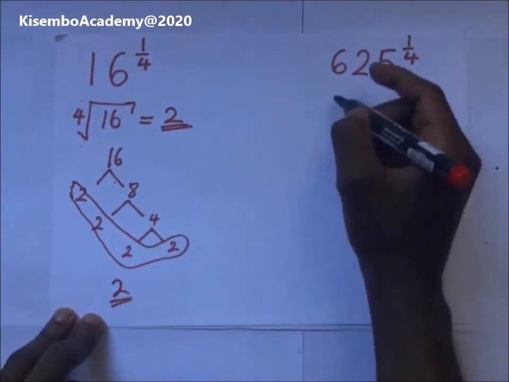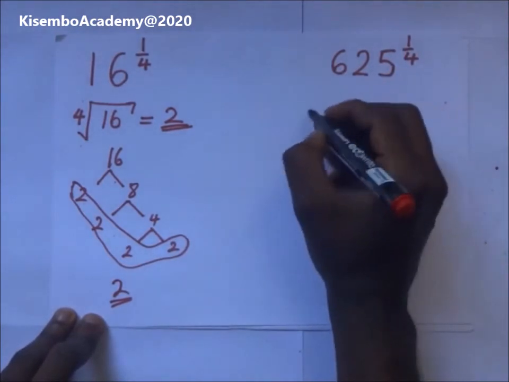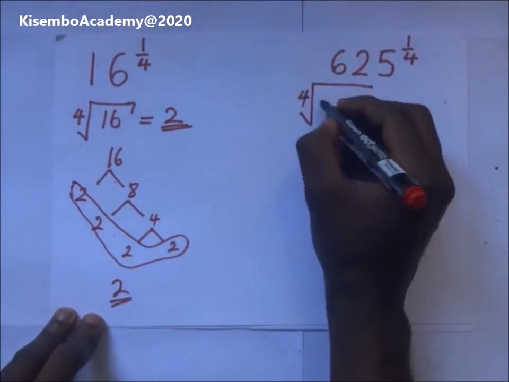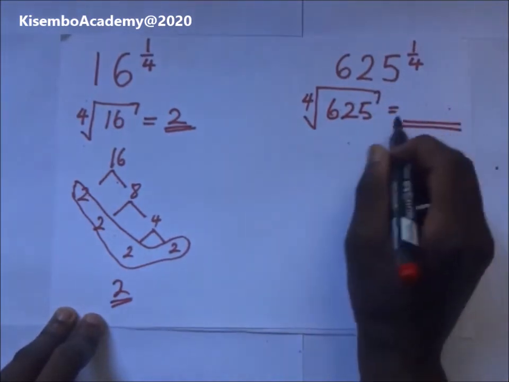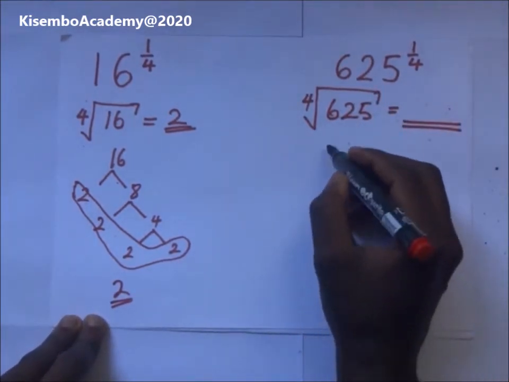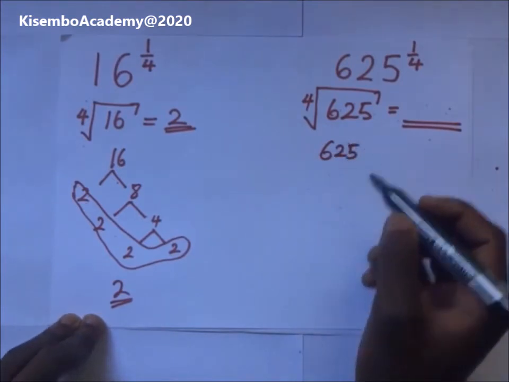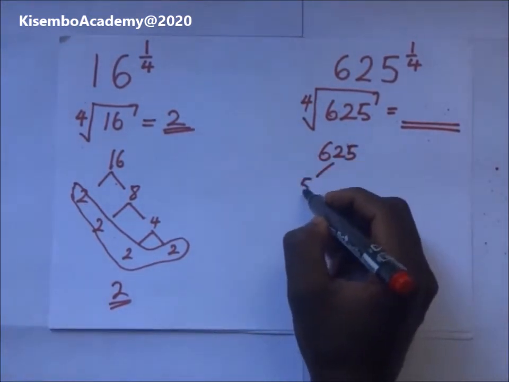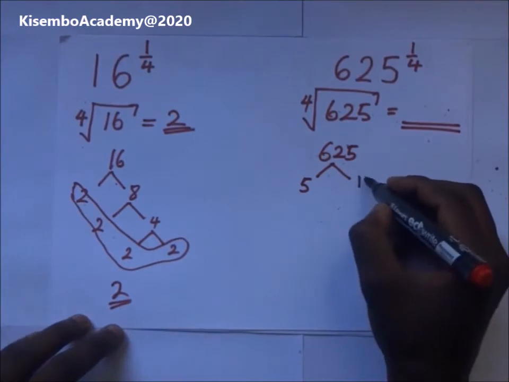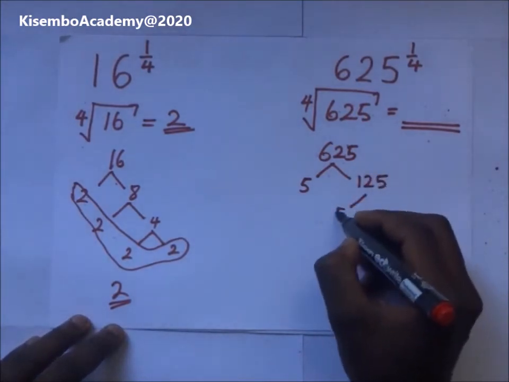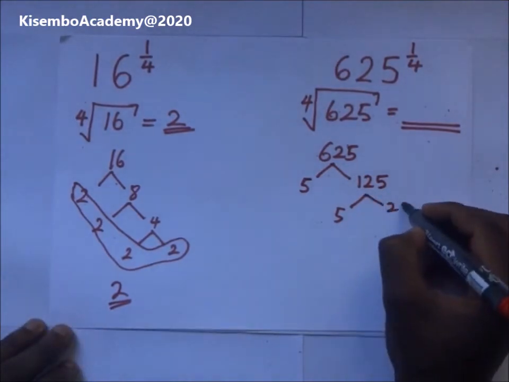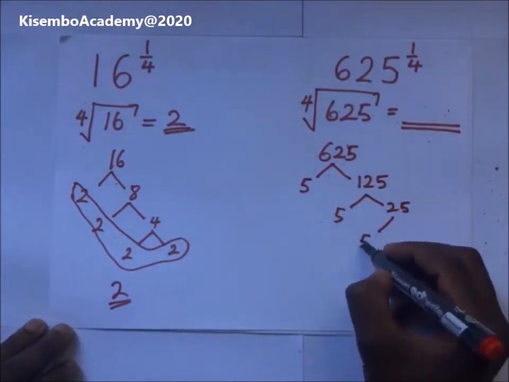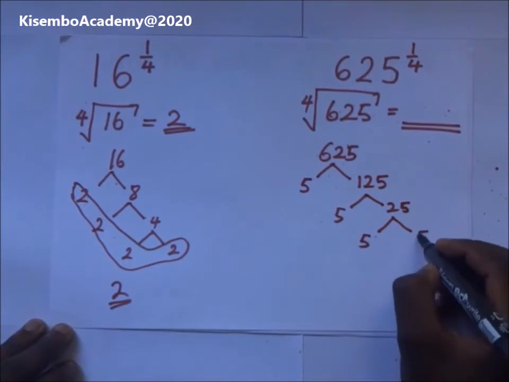Same here. The fourth root of 625. Now the fourth root of 625 is going to be equal to, so we attempt to find it. We factorize 625. We begin by 5. We have 1 to 5. By 5, we have 25. By 5, we have 5.